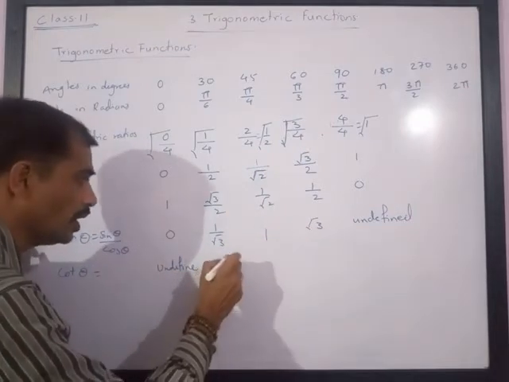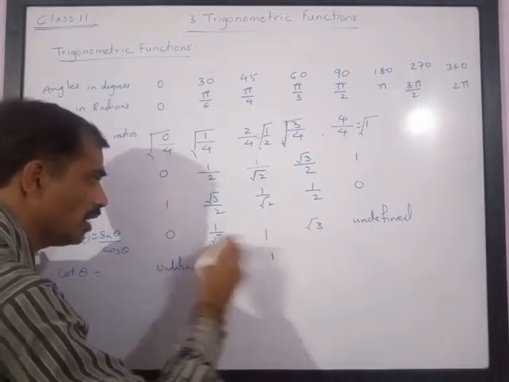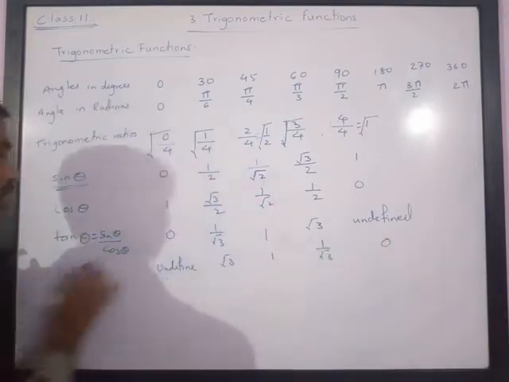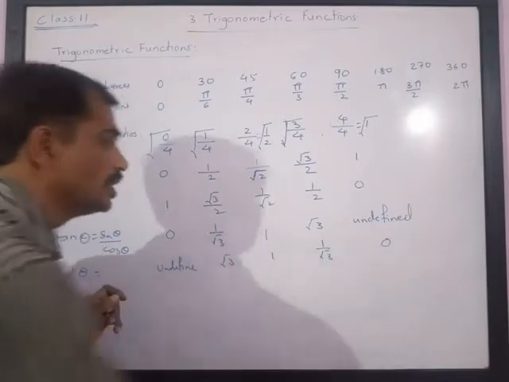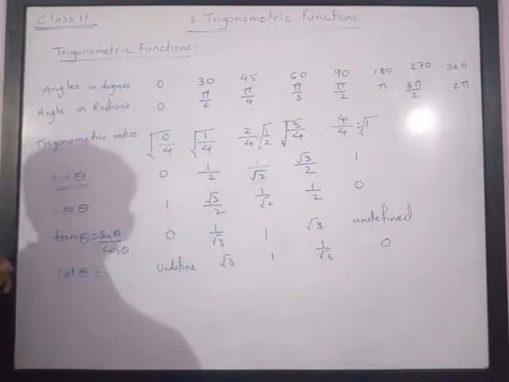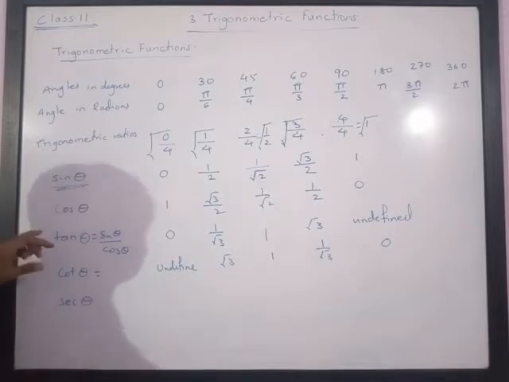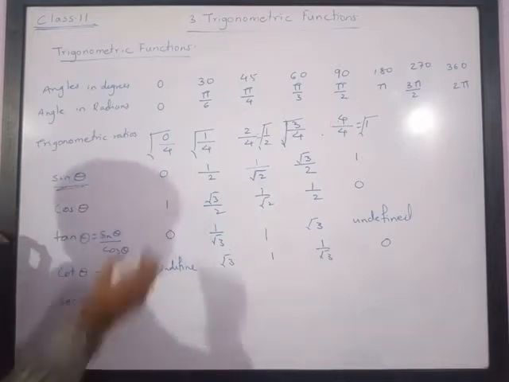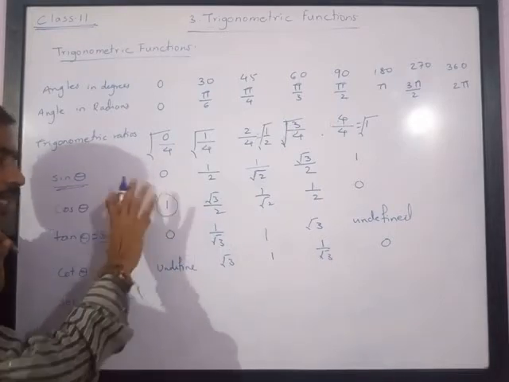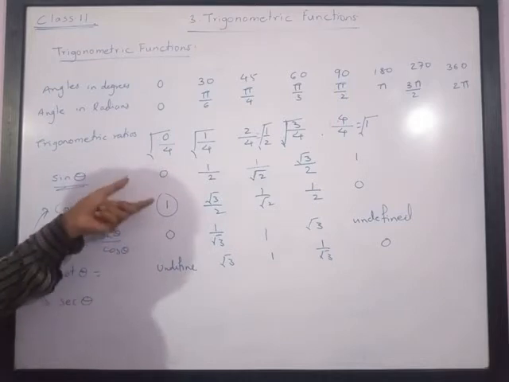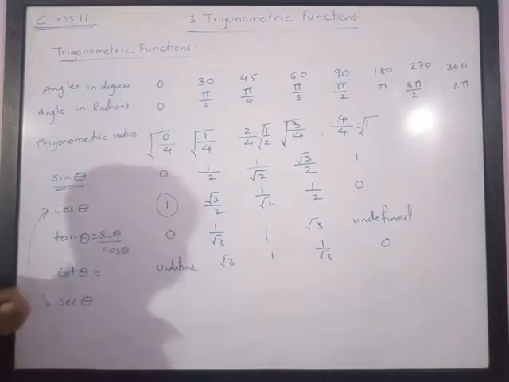Then this will be root 3. This is 1 itself. This is 1 upon root 3. And cot of 90, or pi by 2, is 0. Then we have sec theta. If you write the reciprocal of cos, or inverse, numerator as a denominator and denominator as a numerator, we get the sec values.